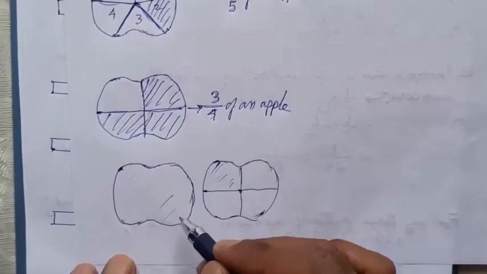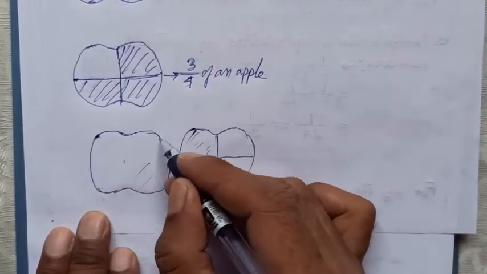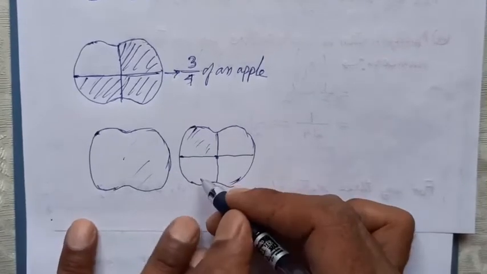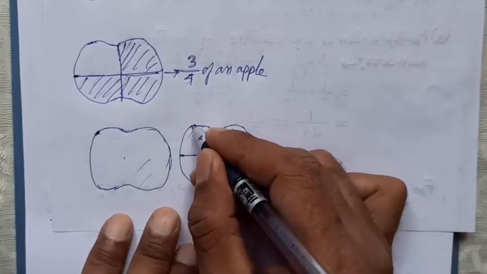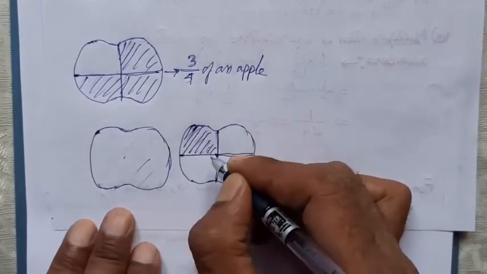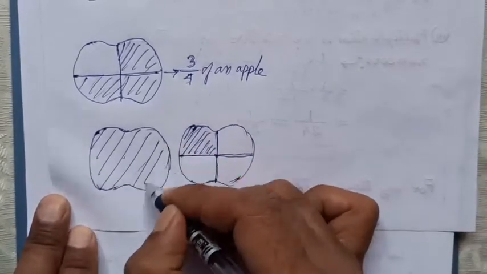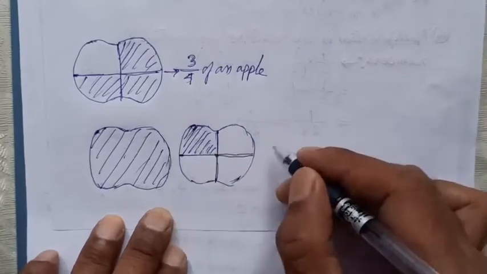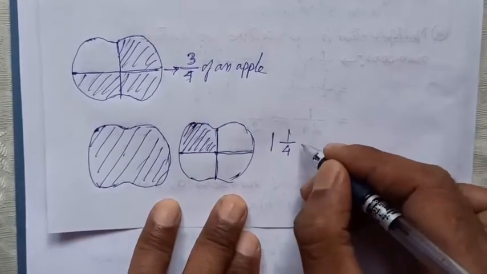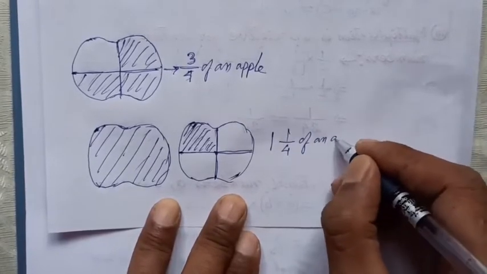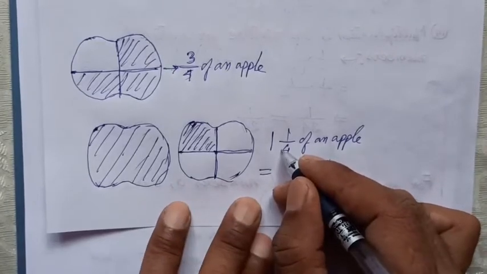Suppose in this case I take 2 apples. I'm keeping the first apple as same, but the second apple I divide into 4 parts. Then I take this part, this shaded portion, as well as this. So actually this is 1 whole apple and 1 by 4 of an apple. This is actually a mixed fraction.